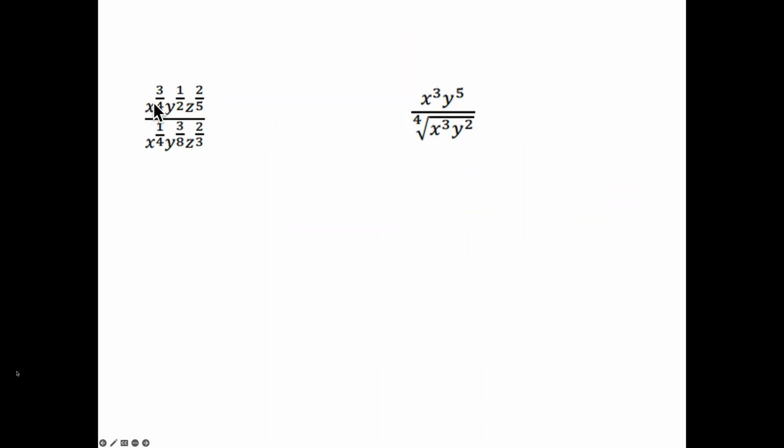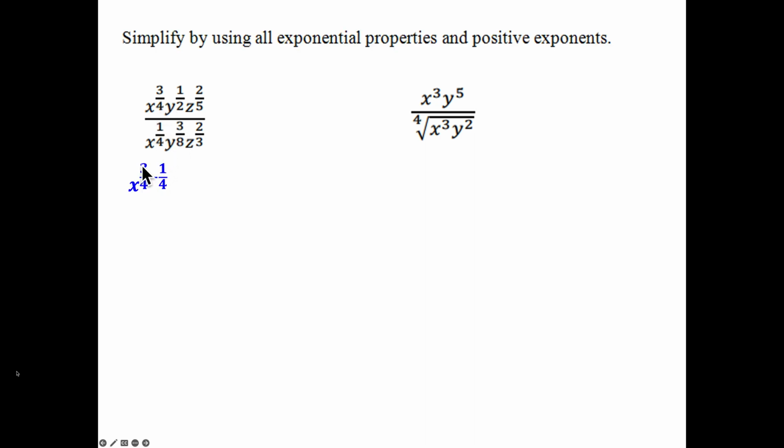Here we have x to the 3/4, y to the 1/2, z to the 2/5, all over x to the 1/4, y to the 3/8, z to the 2/3. Take them one at a time. x to the 3/4 minus 1/4, x to the 2/4, x to the 1/2. Now do your y's. y to the 1/2 minus 3/8. 1/2 is the same as 4/8. Subtract, y to the 1/8.